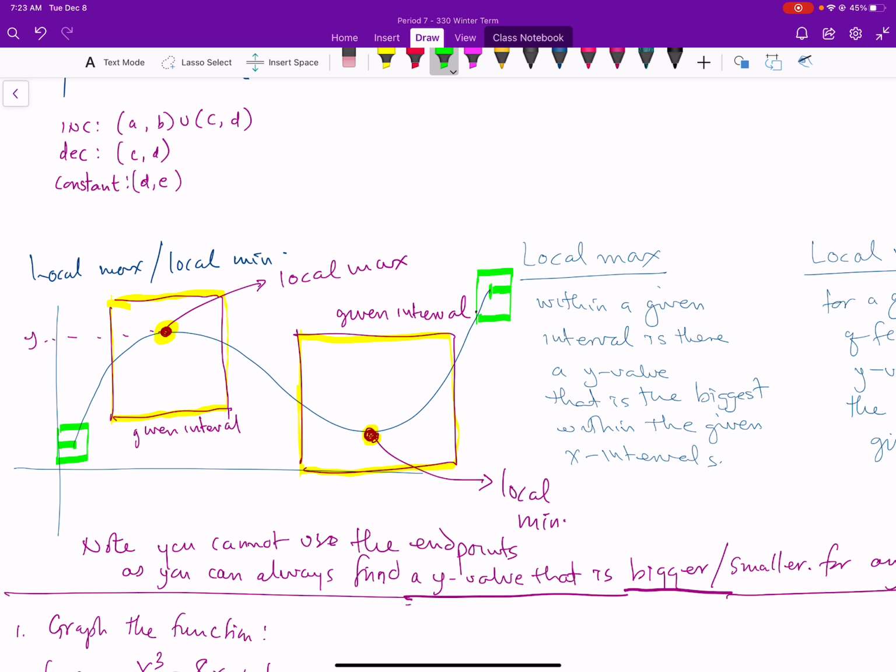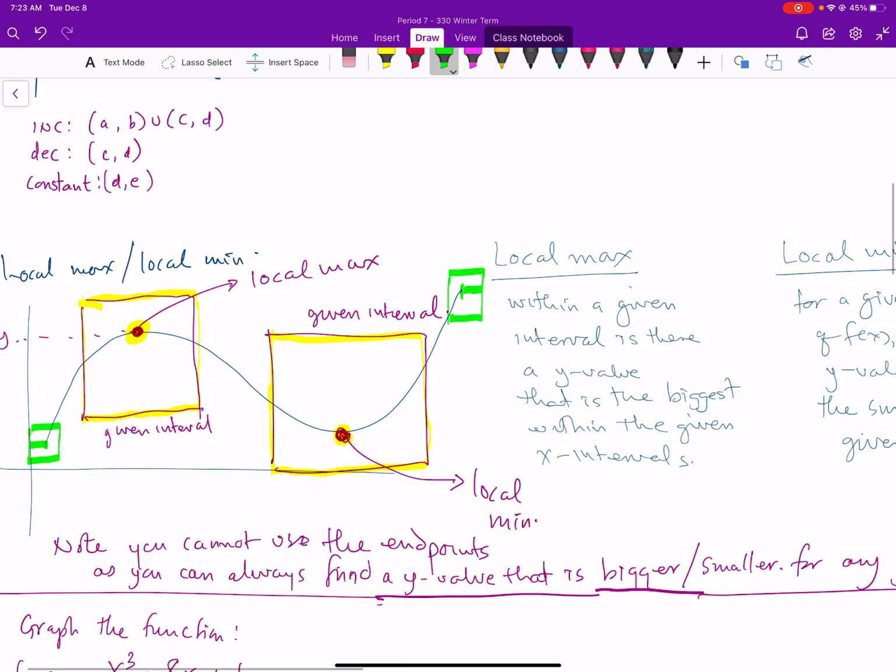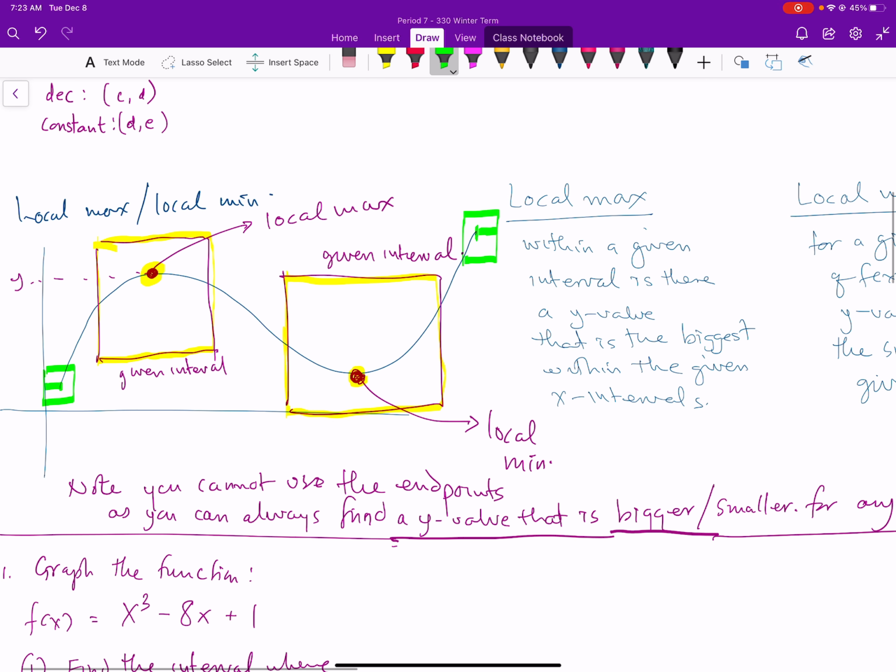Because you can read from left to right within that box and find a y value that is the smallest or the highest in that box. So we don't consider the endpoint when we are trying to figure out local max or local min. All right, so to do this, most of the time you need a calculator, so that you can go into those features and tell the calculator to find the maximum or the minimum for you.